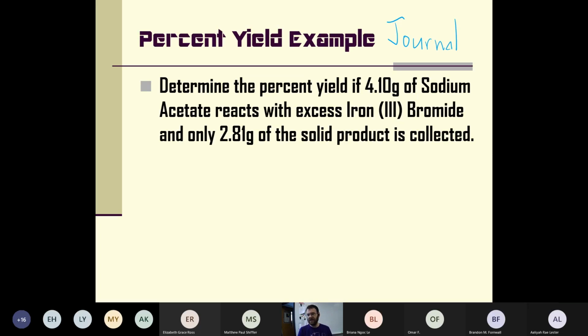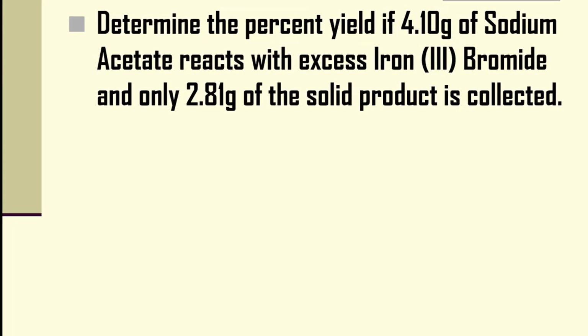I think this is an excellent one to add to your journal. We've got two numbers here. We've got the percent yield of 4.10 grams of sodium acetate reacting with excess iron 3 bromide if only 2.81 grams of the solid product is collected. So we've got two values here. We've got 2.81 of the solid product, okay, and we have the 4.10 of sodium acetate. So these are our like starting values.